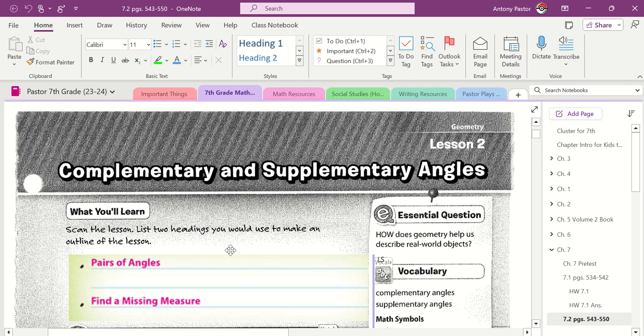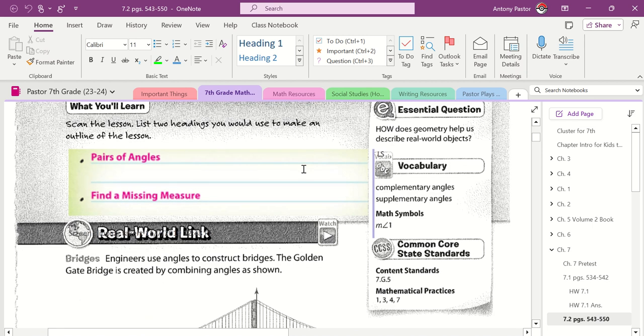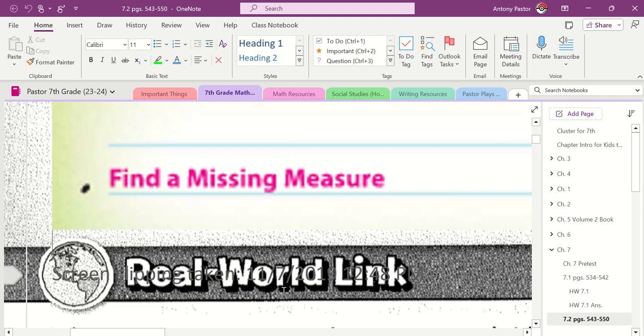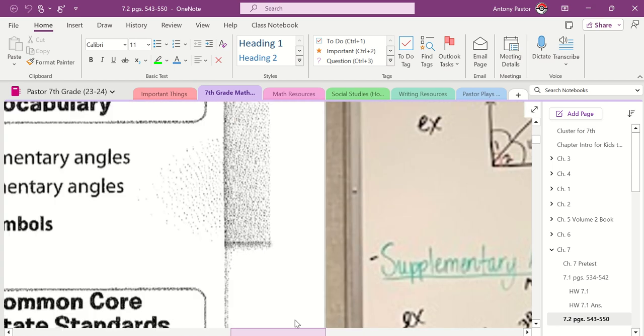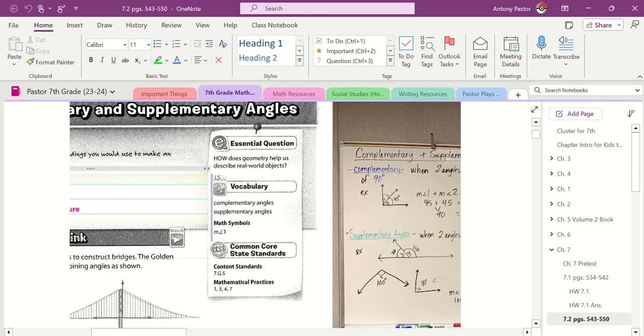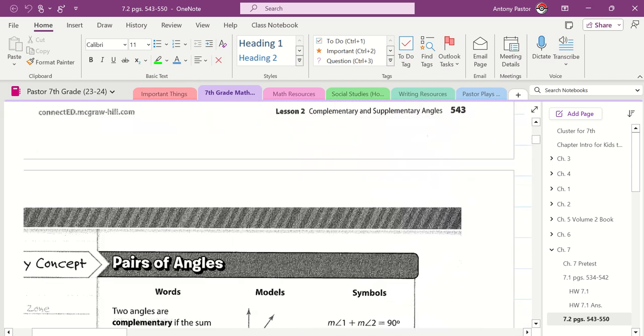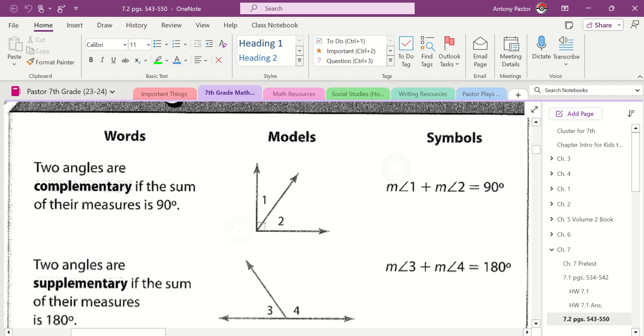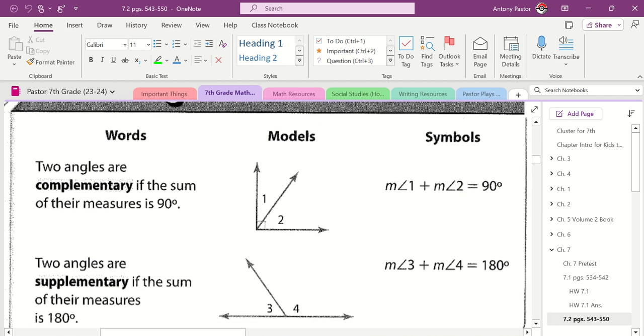All right, so today, complementary and supplementary angles. This is our vocab for today. We have complementary and supplementary angles and this symbol, M and then angle 1, which we will talk about today. We're going to skip the real world link and go straight into our vocab. If you don't write this down in time, you may want to copy it down, all of it, from OneNote once we're done. So at least do a box so you have room for this. But we're going to go over this.